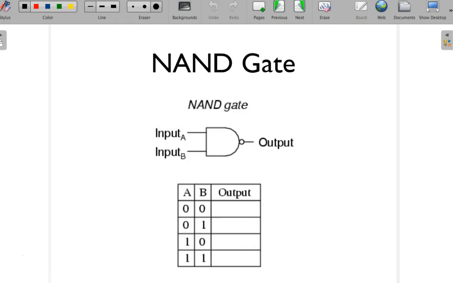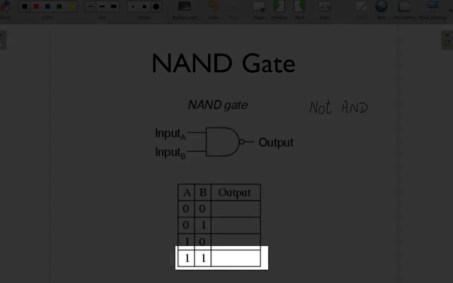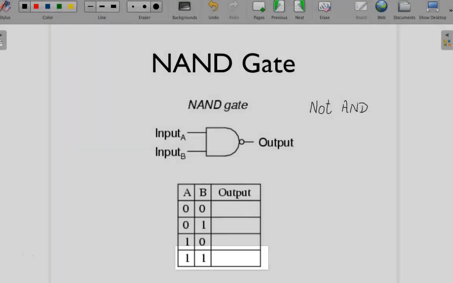Now this is the NAND gate. The NAND gate is like a combination of two gates. It's a combination of the NOT gate and the AND gate. So what you're doing is you are inverting the AND of the inputs. The AND gate says that the output is 1 if input A is 1 and input B is 1. So this would produce a 1 if it was an AND gate.